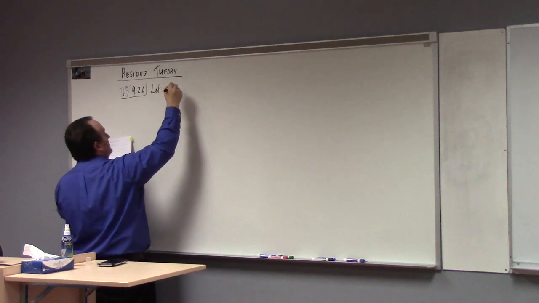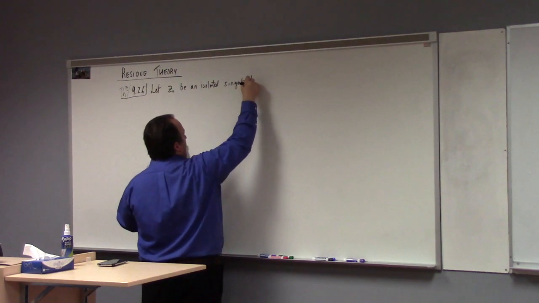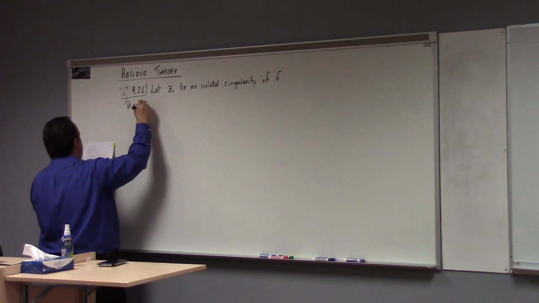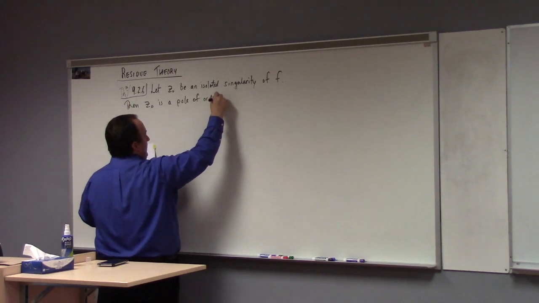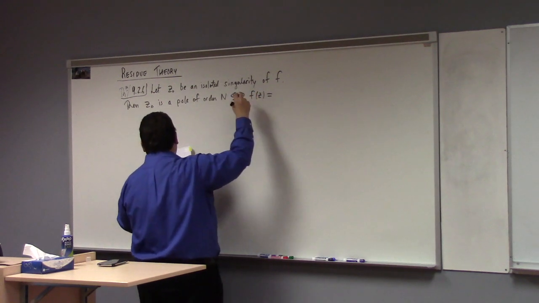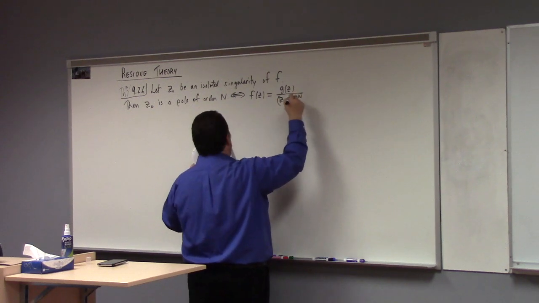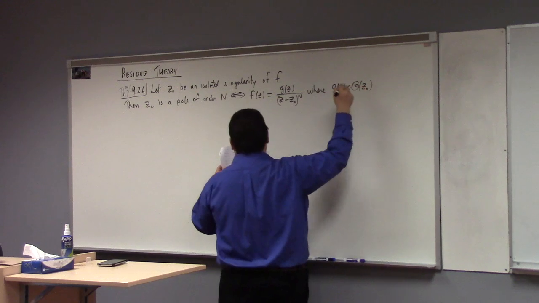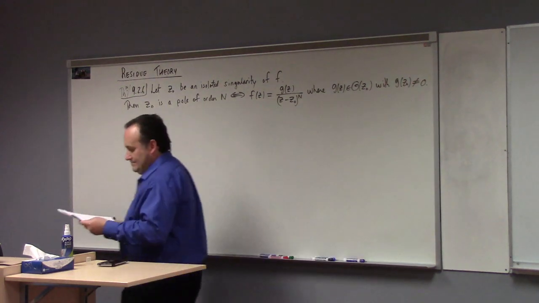Let z naught be an isolated singularity of f. Then z naught is a pole of order n if and only if f of z can be written as g of z divided by z minus z naught to the power n, where g of z is analytic at z naught with g of z naught not equal to 0. All right.